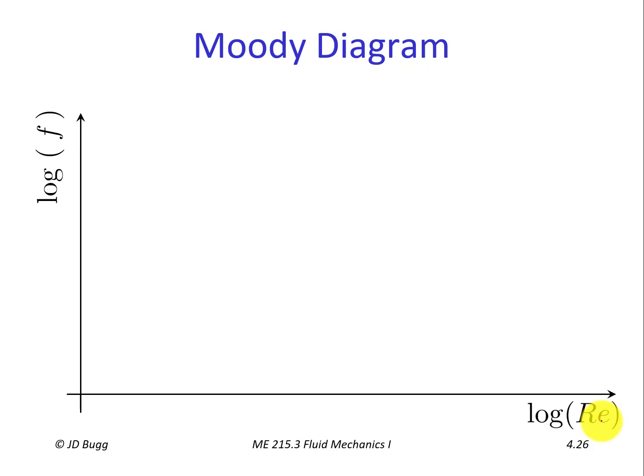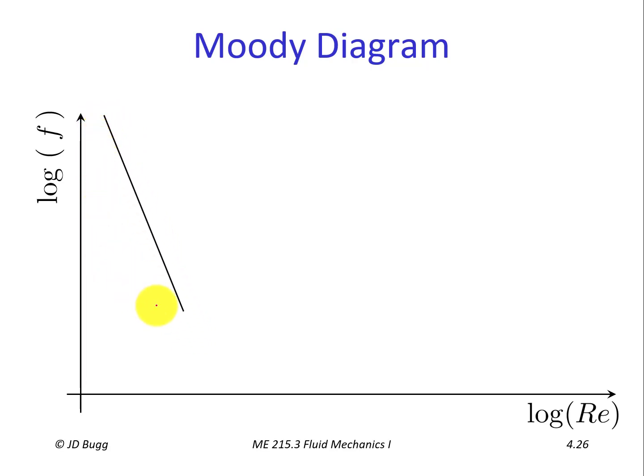So because of that, we're going to see a whole family of curves on here as we build up our picture of the Moody diagram. So the first thing we'll show on here is the equation f equals 64 divided by the Reynolds number. And when we do that on a log-log plot, we get a straight line with a slope like this.